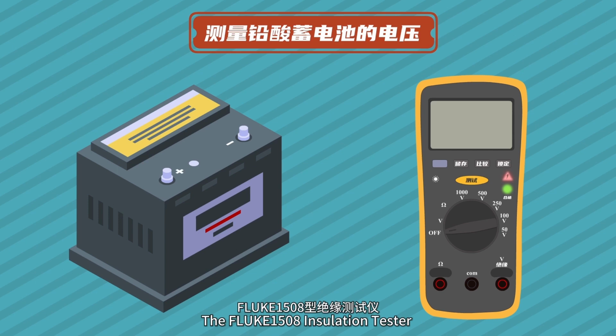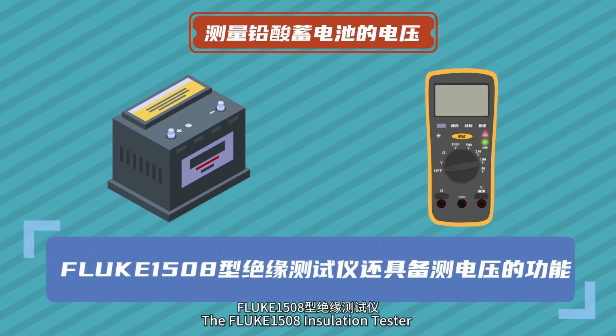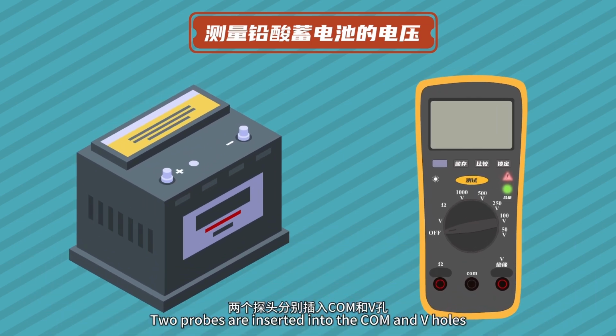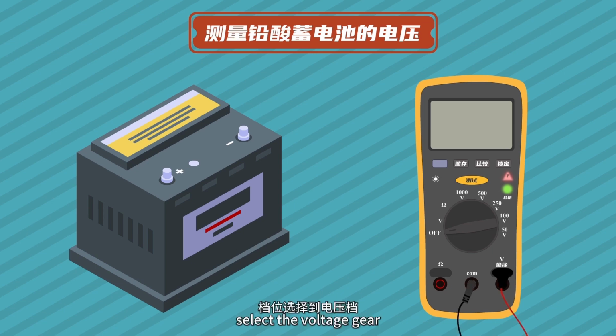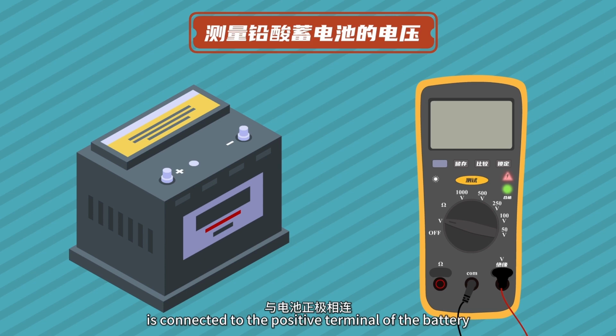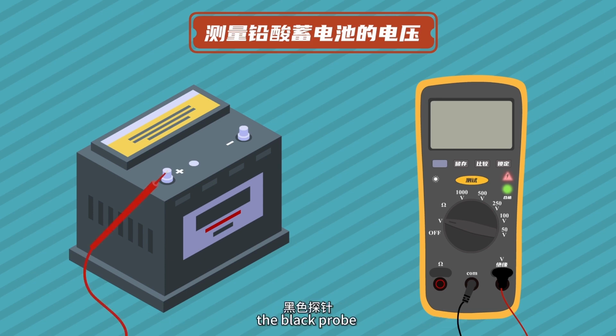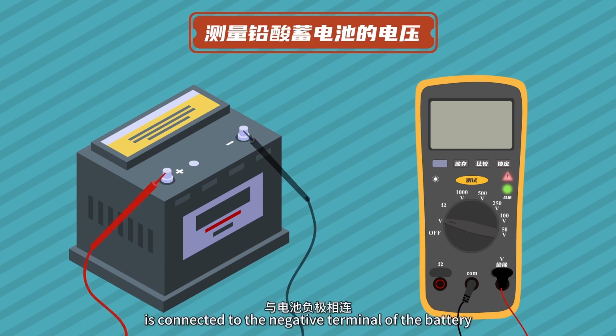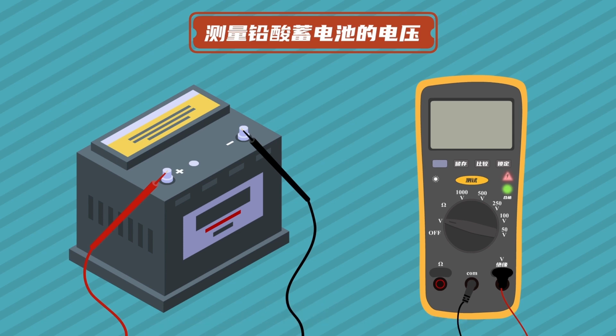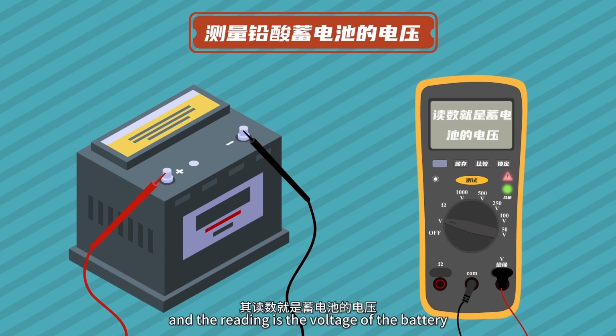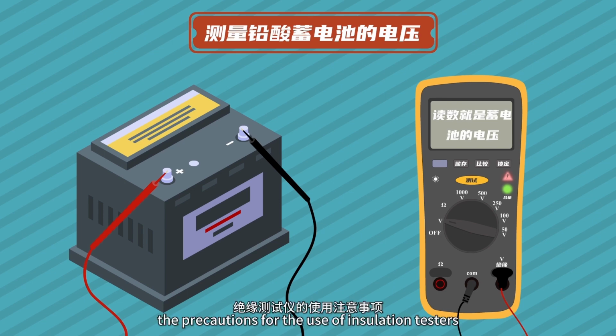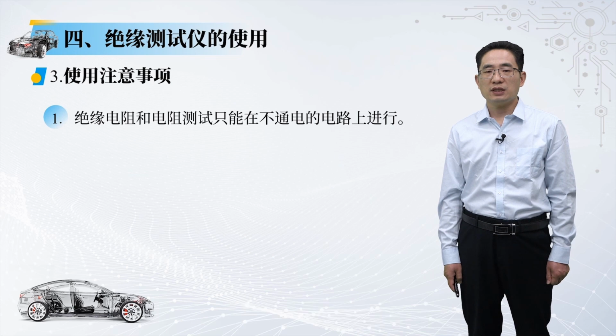The Fluke 1508 insulation tester also has a voltage measurement function. Two probes are inserted into the COM and V holes. Select the voltage gear. The red probe is connected to the positive terminal of the battery. The black probe is connected to the negative terminal of the battery, and the reading is the voltage of the battery. Okay, now let's talk about the precautions for the use of insulation testers.